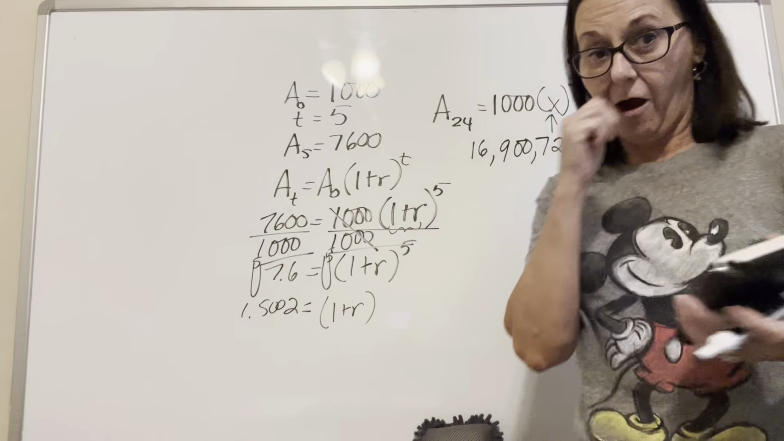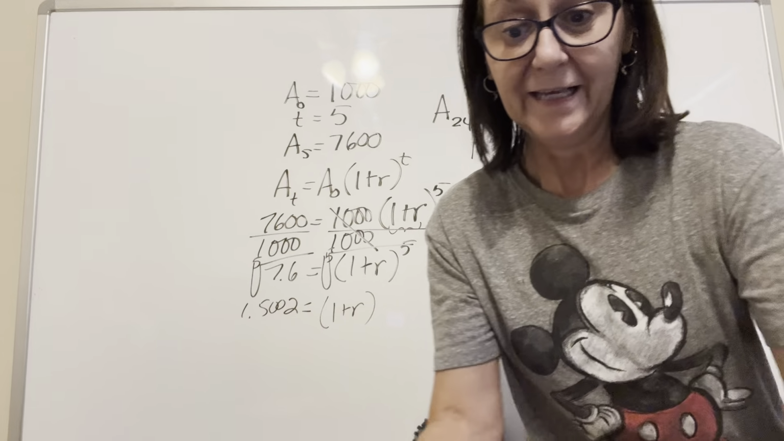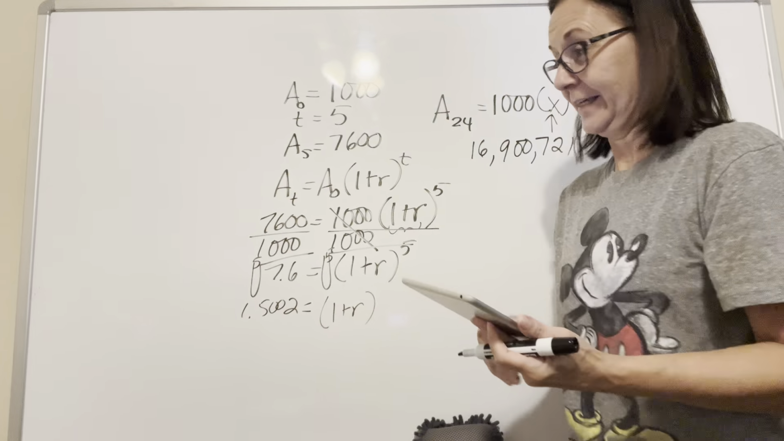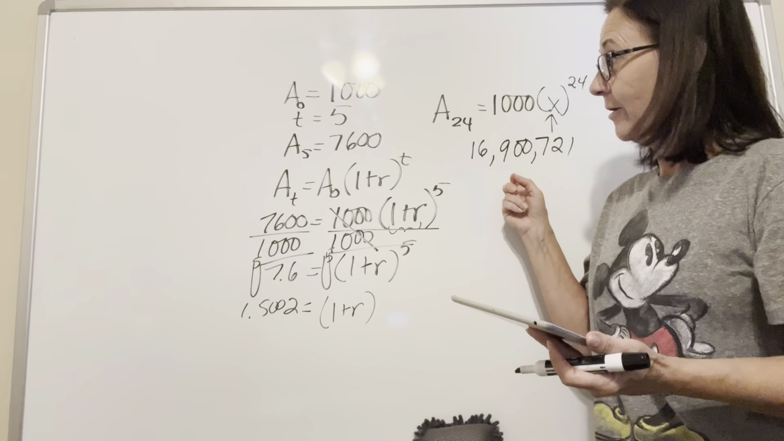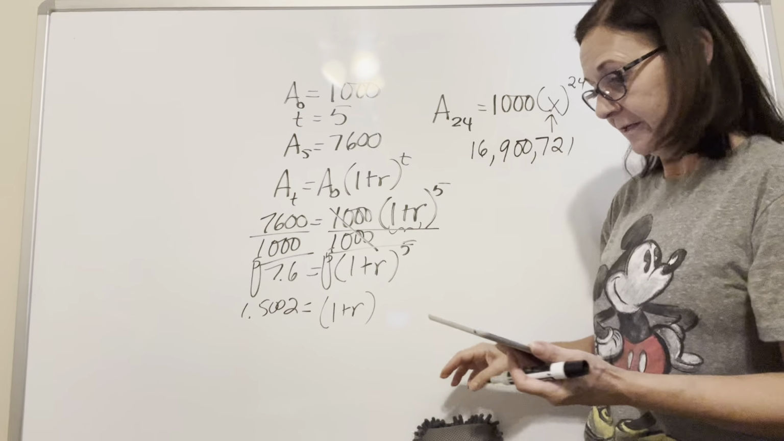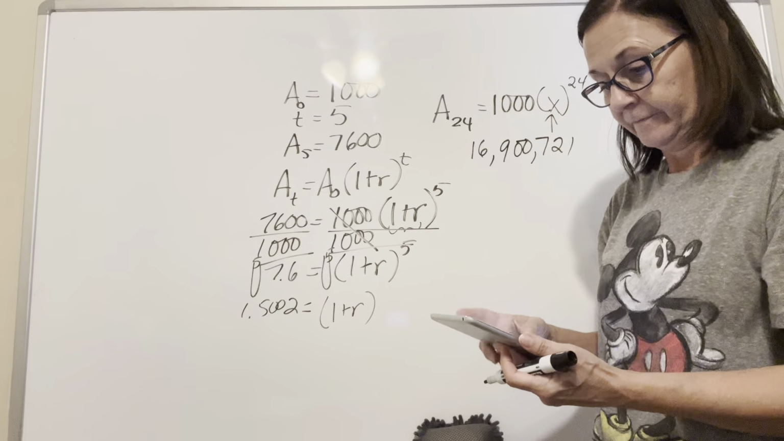16,900,721 bacteria. Obviously, we knew it was growing exponentially, and that is pretty exponential. 24 hours, that's 2 days. We go from 1,000 to 16 million, almost 17 million.